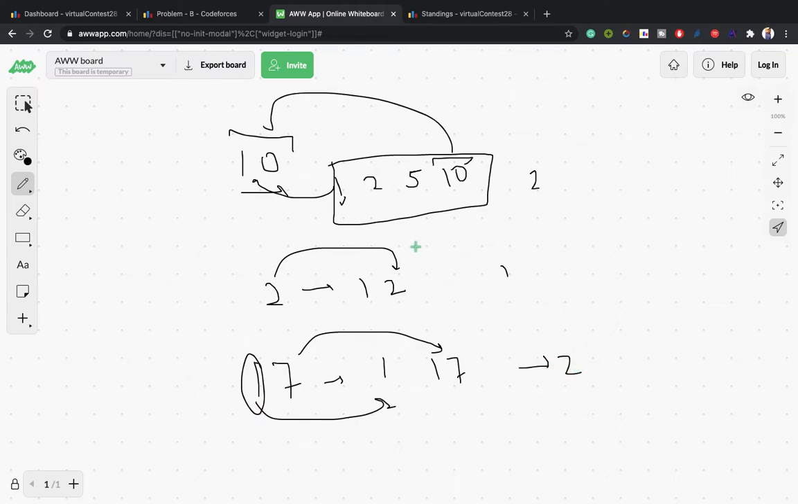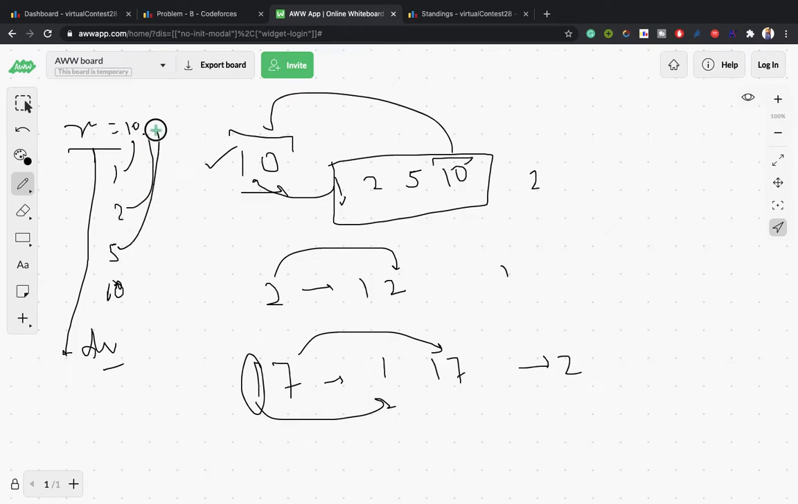The approach that comes to mind is to first store all the divisors of the given number x, and iterate over the divisors. Here I get 1, 2, 5 and 10 for x equal to 10. I will check whether any of their decimal representation matches or not. If it matches, I will do count plus plus. This is what I did.